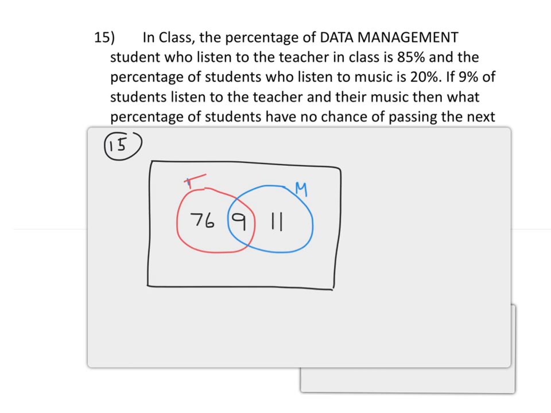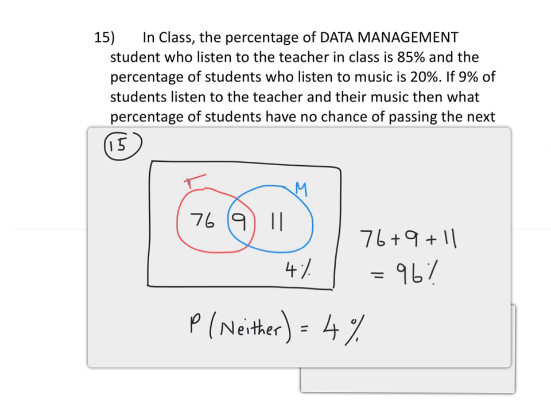And if we add those 3 numbers up, so 76 plus 9 plus 11, we'll get 96. And if you do 100% minus 96%, you'll get 4% of the kids who do neither. The percentage probability that they will fail the test because they don't listen to any is going to be 4%.